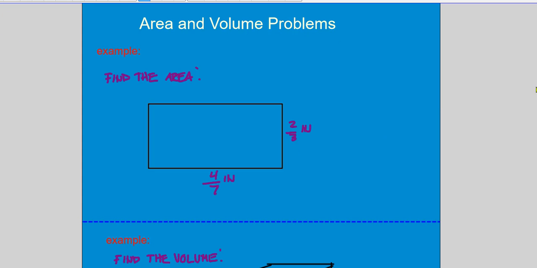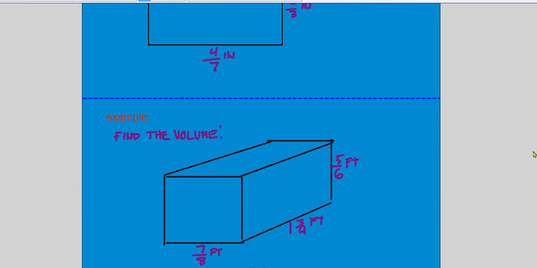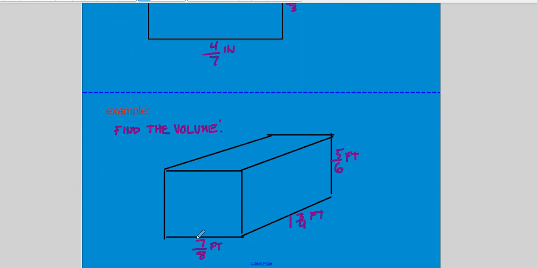So some area and volume questions. Well, the area of a rectangle is base times height, so the area of this rectangle has to be 4/7 times 2/3, which is going to be 8/21. Again, this is square units, so this will be 8/21 square inches is the area of that rectangle. Volume is going to be length times width times height, or area of the base times height, but we'll just use length times width times height as the volume for now.